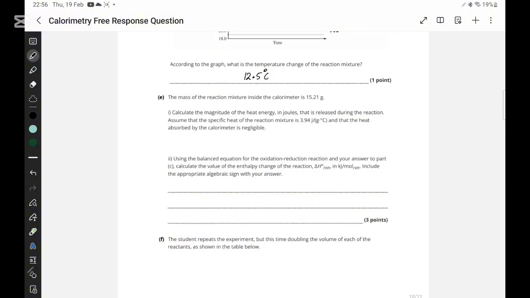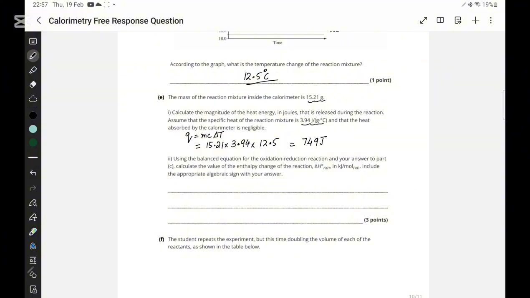In this question they are saying calculate the magnitude of heat energy, and we are given the mass and the specific heat capacity. So the formula is going to be Q is equal to mc delta T, and it comes out to be how much? Mass is 15.21, C specific heat capacity is 3.94, and delta T is how much? That is 12.5, we have calculated here. So it comes out to be 749 joules.